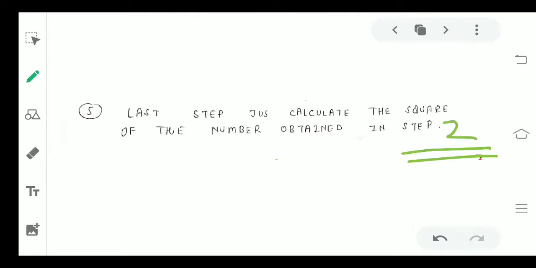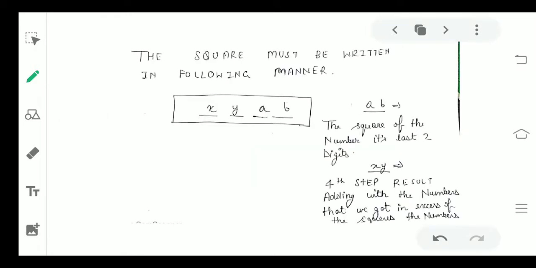The last step, just calculate the square of the number obtained in step 2. We obtained -2 in step 2, so we will calculate its square, which is 4. We will not write just 4, we will write 04 in 2 digits. The square must be written in the following manner: xy and AB. Let's see what is xy and what is AB. AB is the last 2 digits of the square of the number. For example, the square of the number 2 was 4, so we'll write 04. And here what will we write? The fourth step result. What we obtained in the fourth step was 23.